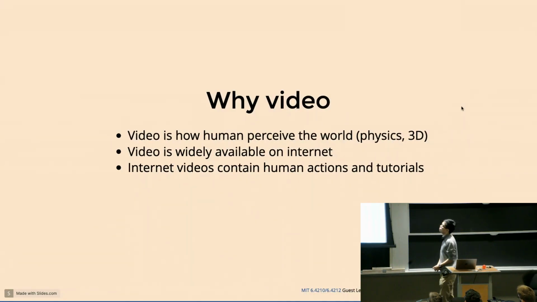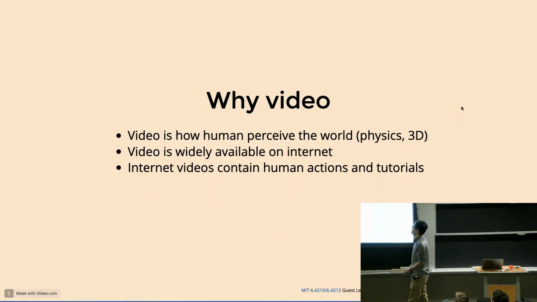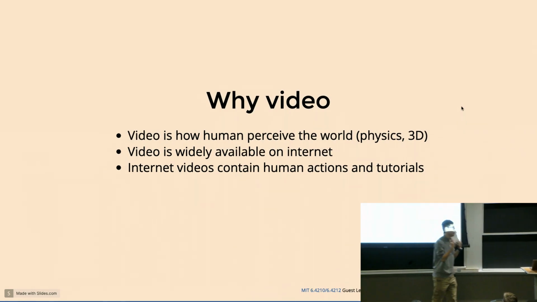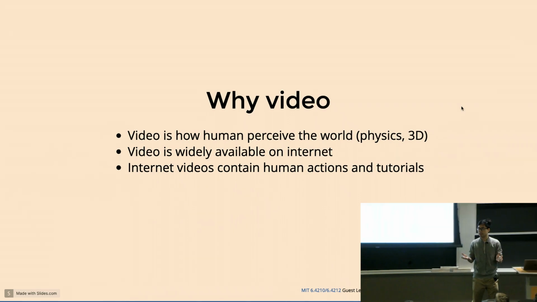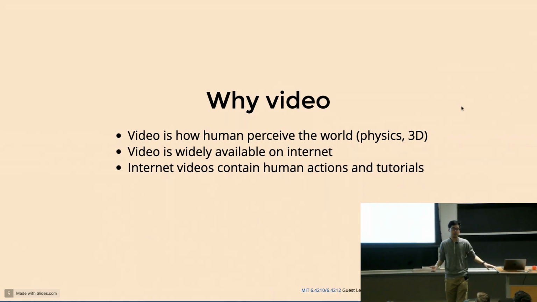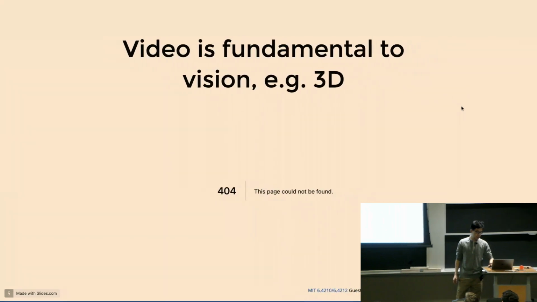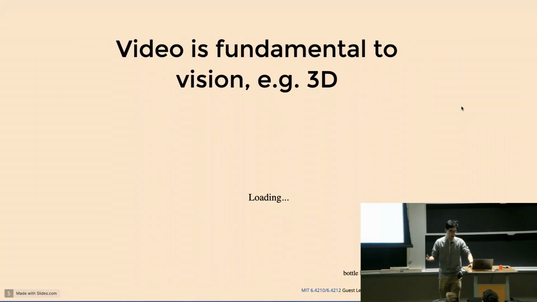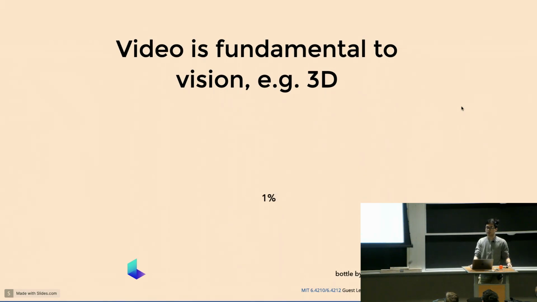So why do we need video? First, video is how humans perceive the world. Humans perceive all the physics and the 3D world via just vision, right? Right now, people have technologies like NeRFs, Gaussian splatting, this kind of technology. You just upload a video of you walking around certain objects, and it will give you a 3D object. That's possible because video is very foundational. It's how we humans perceive and get structure about the 3D world.